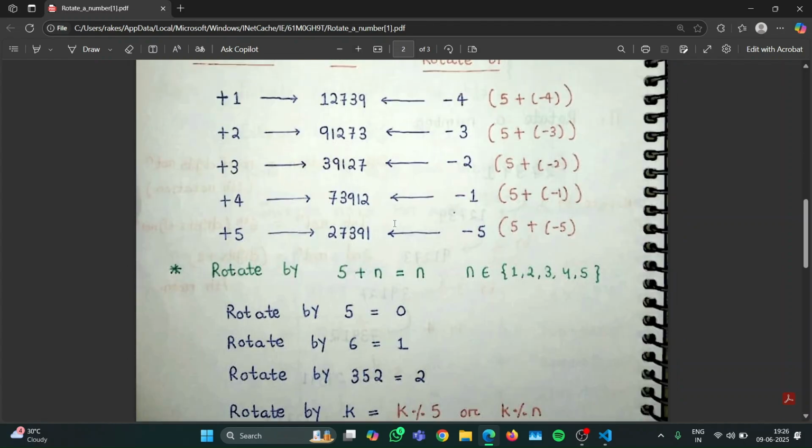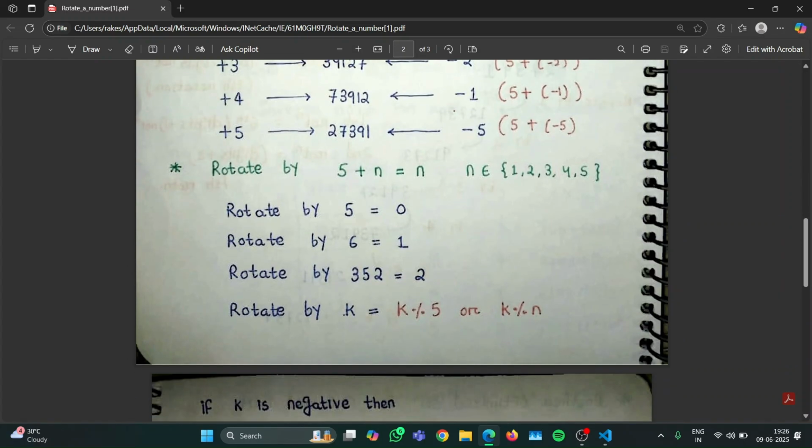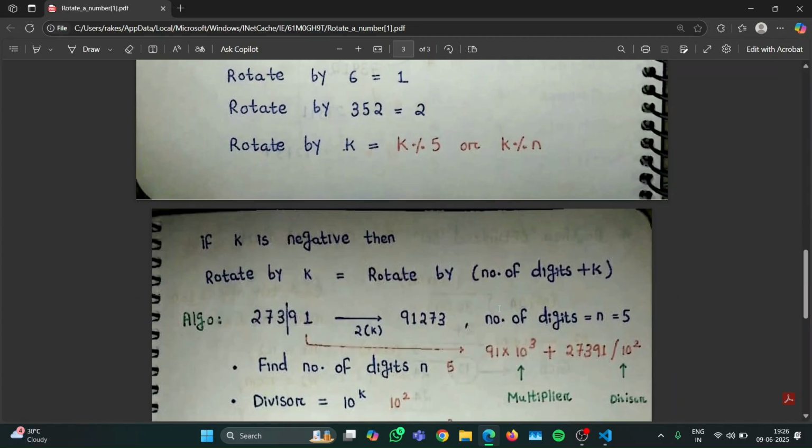So instead of 500, we have to rotate the number by 500 modulo 5. We get 0. So we have to rotate the number by 0. So this saves our time complexity of the problem. So n is nothing but the number of digits of the number and k is nothing but the number of rotations that we have to perform.